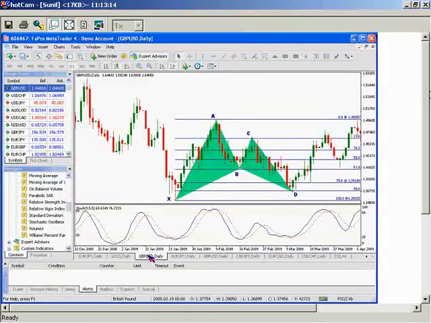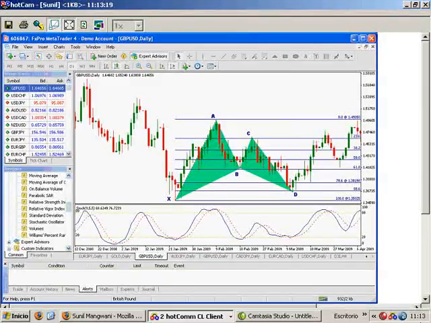Let's have a look at something called the harmonic patterns, which for most of you who are familiar with the Monday Fibonacci sessions that we go over, we would like to go over this particular situation.